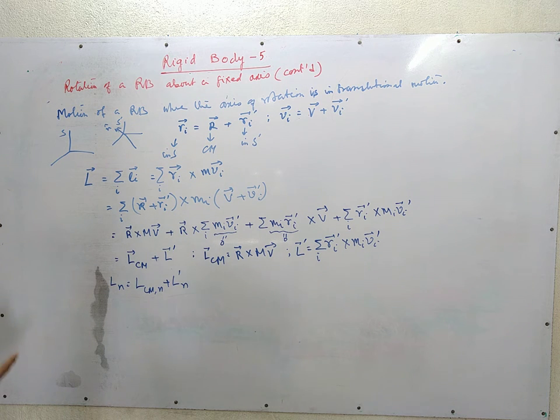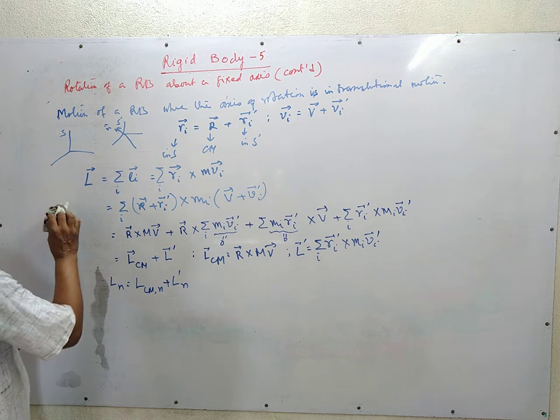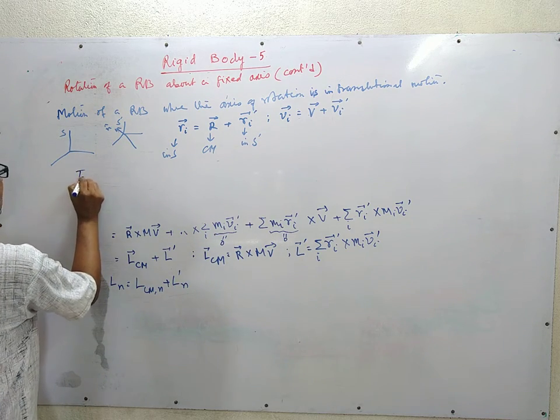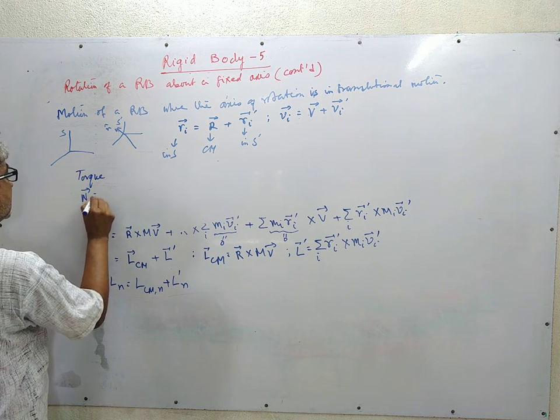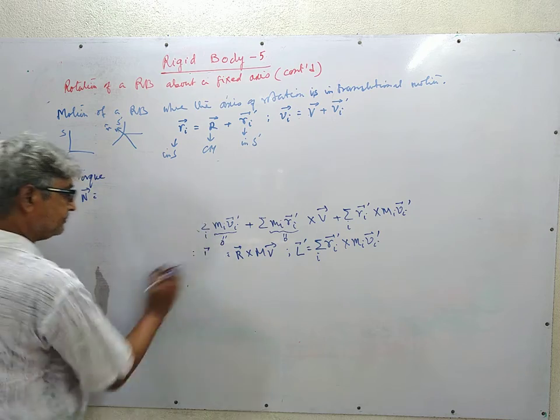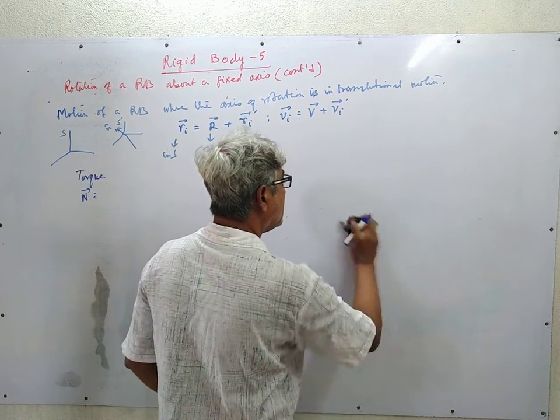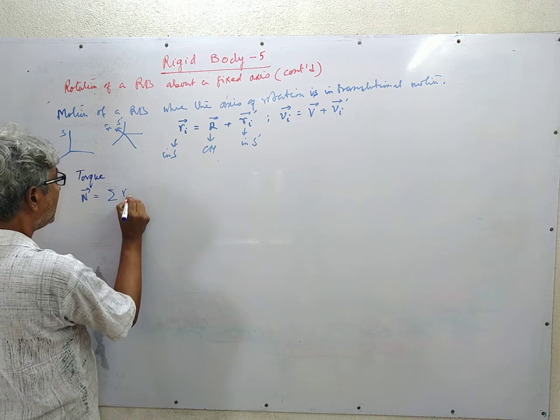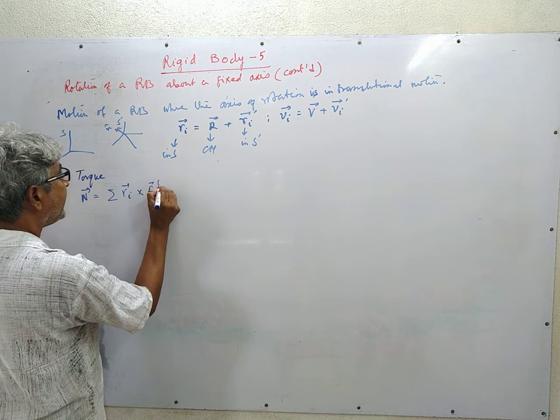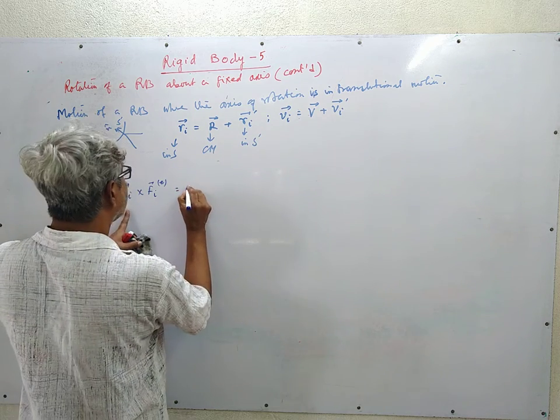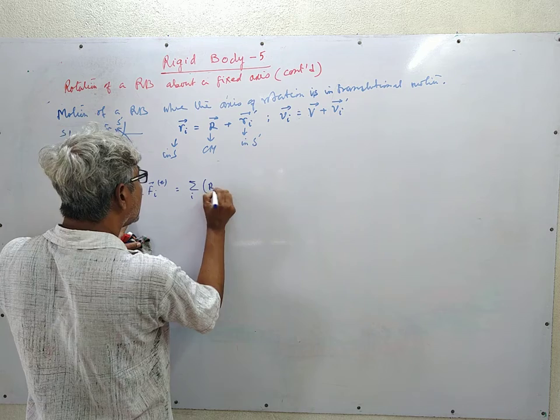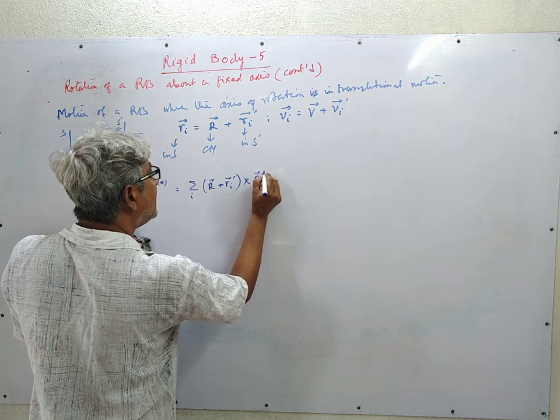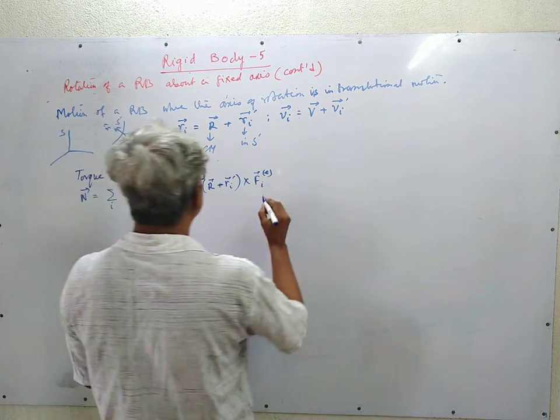Now coming to the torque. Torque N is equal to Ri cross Fi external, summed over i. We write it as summation over i of capital R plus Ri prime cross Fi external. So this is two parts.